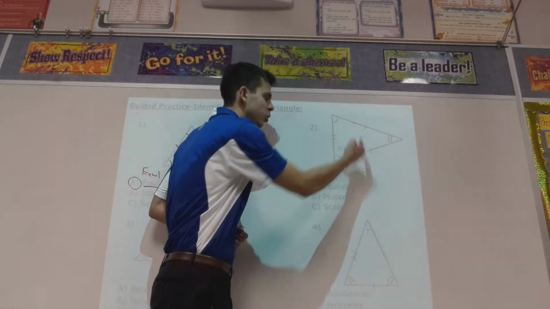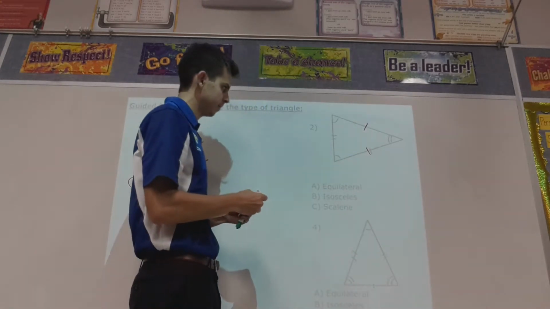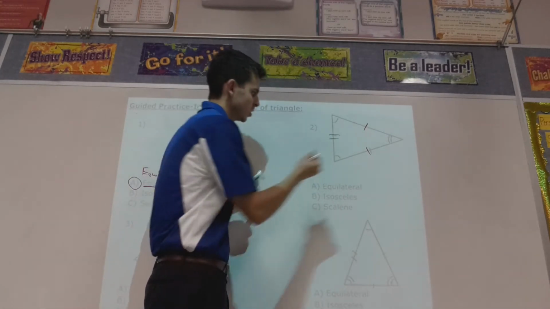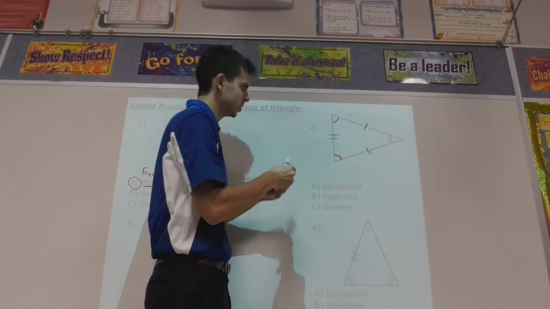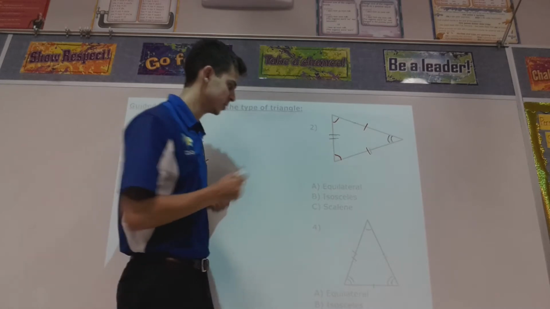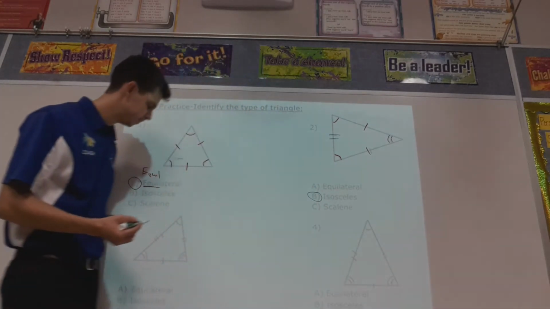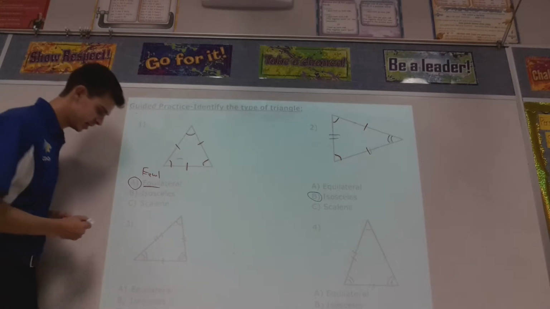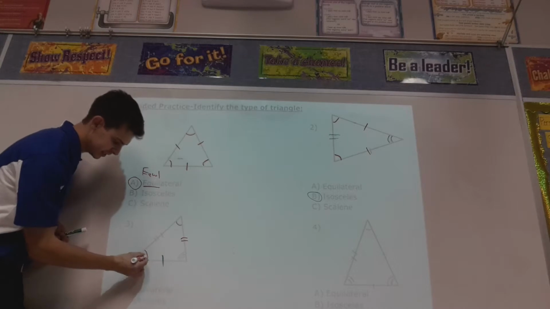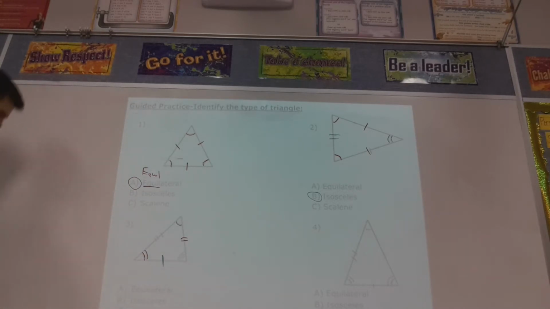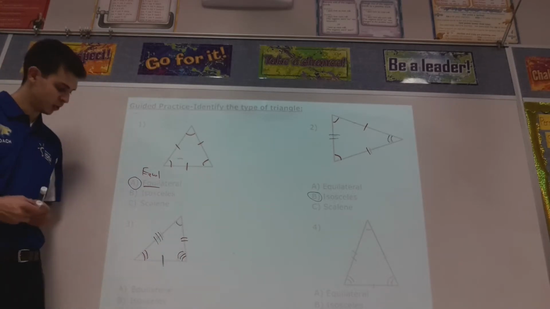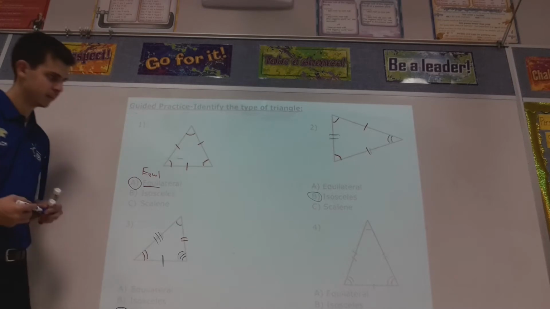Well, I see that 2 of the sides are the same, and 1 is different. So, if 2 sides and 2 angles are the same, and 1 is different, I know that that's going to be isosceles. So the answer here has got to be B, 3. Now I see that there's one side here, and there's one side here that's different, and then also this side, 1, 2, 3, and this angle, they're all different. So I know that this must be scalene.